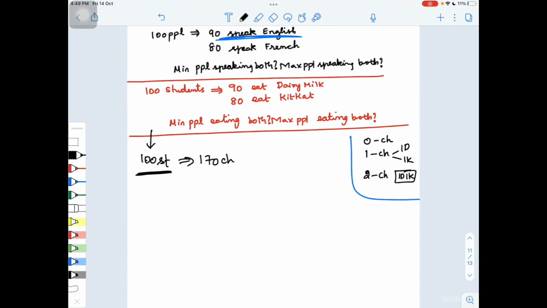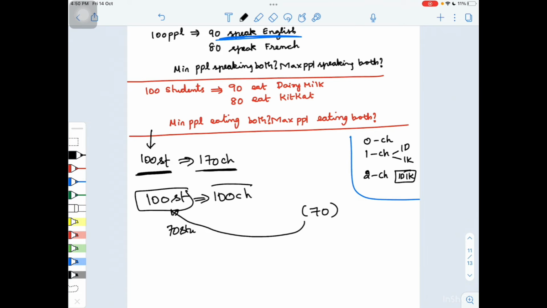Now, let's say there are 100 students and 170 chocolates. I want the minimum double chocolates. So if I want minimum double chocolates, what I'm going to do is distribute 100 chocolates to all the students. First, let me distribute 100 chocolates to all the 100 students. So now I have given 1 chocolate to as many people as possible. Now how many chocolates am I left with? 70 chocolates. Now I have to pick some 70 students from these 100 students and give them the 70 chocolates. I cannot minimize the number below 70, because I've already given everybody 1 chocolate.